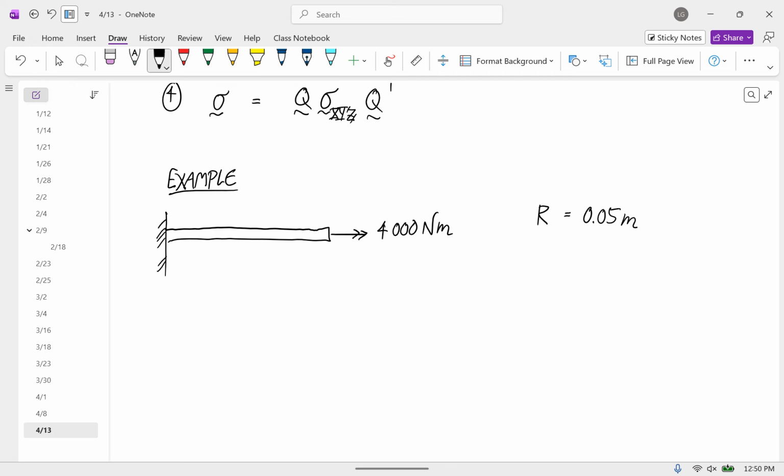And let's say what we want to find is, if this is the cross section, let's calculate first the stress here. And then second, let's calculate it here, halfway between the centroid and the top. So we want to calculate the stress tensor at A, and then we want to calculate the stress tensor at B.